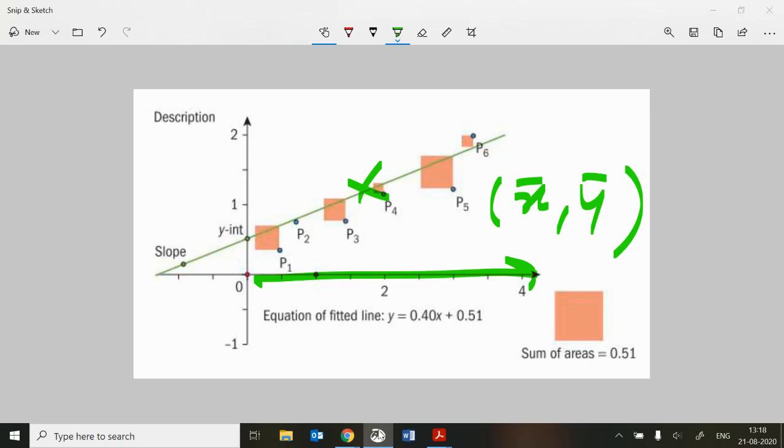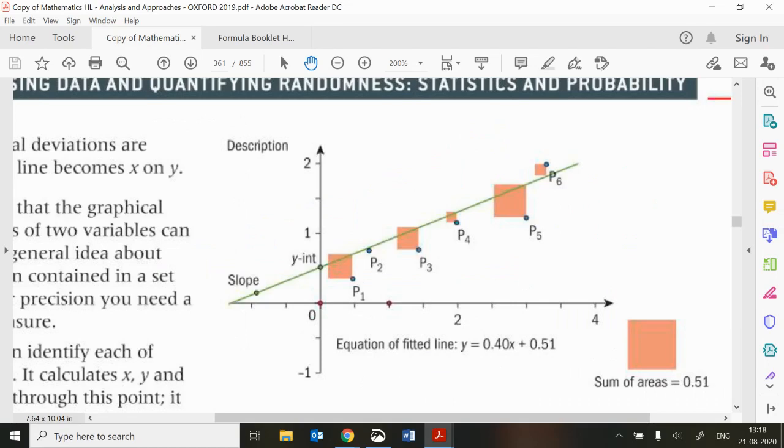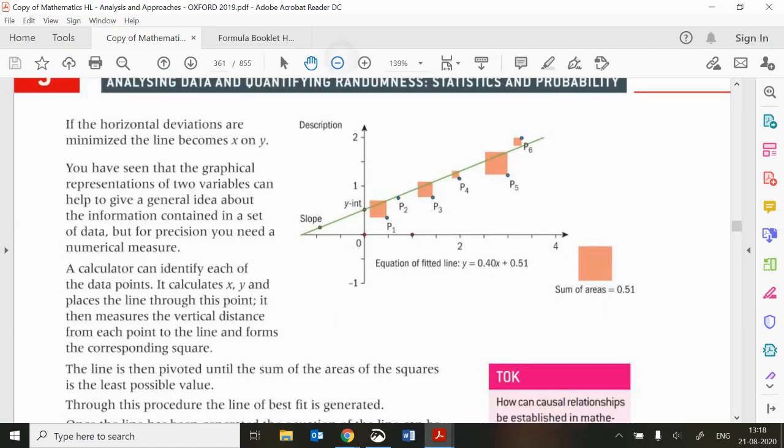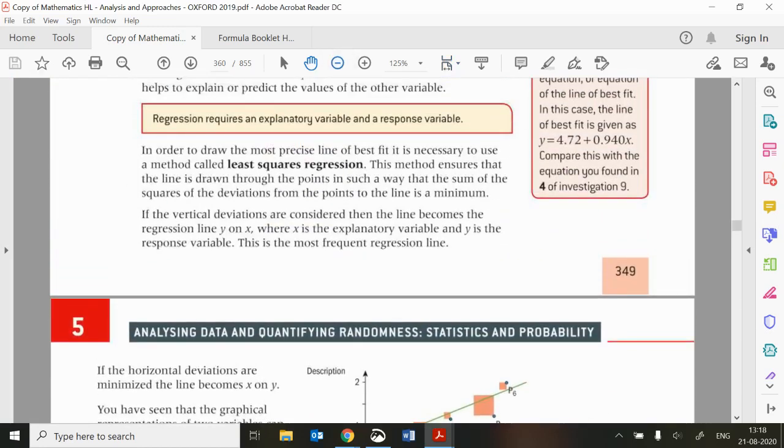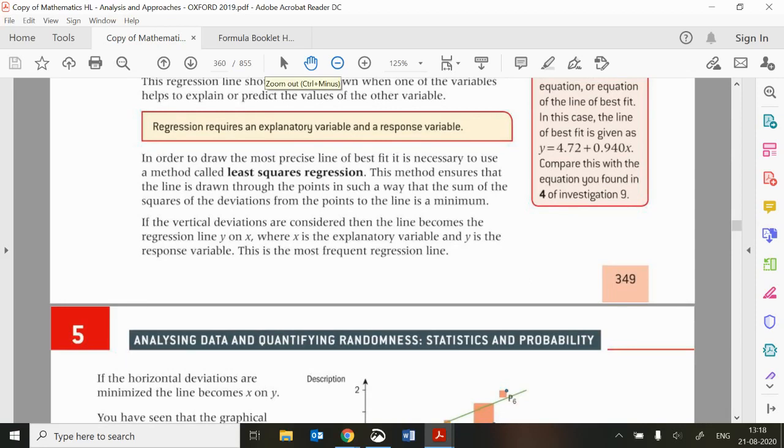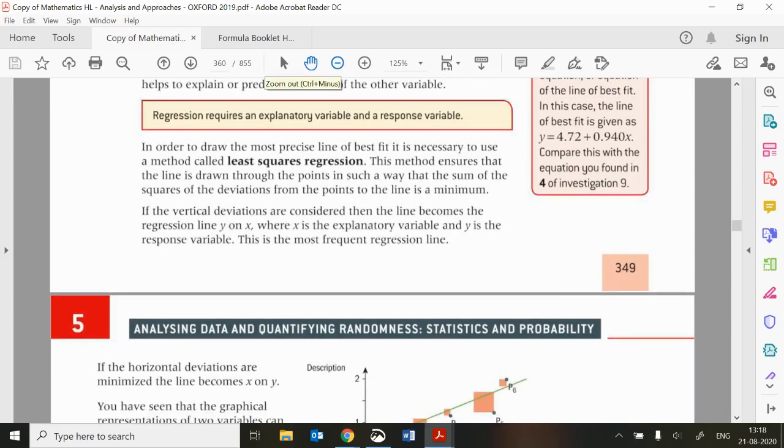Okay, right, let's just have a look at some questions. So they're saying this in here in the book as well. This is the last paragraph here. They're saying the vertical deviations, this is called least squares regression. If the vertical deviations are considered, then the line becomes the regression line, line y on x.